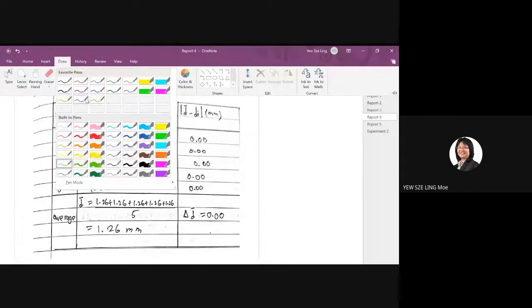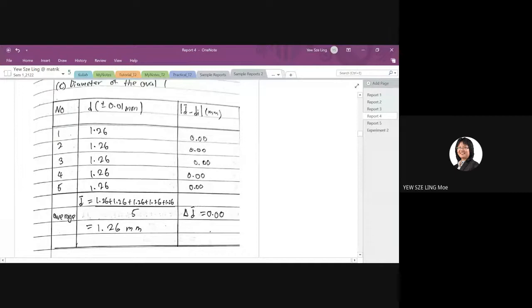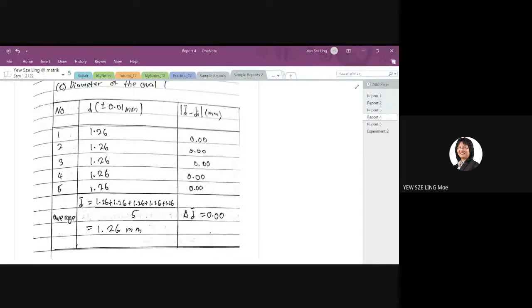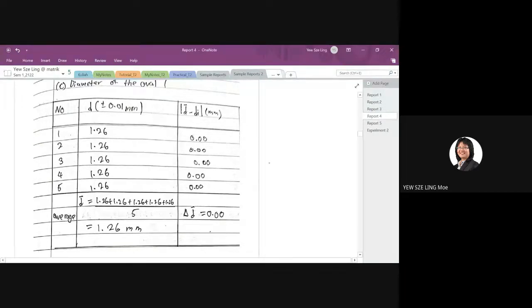Change to a red color. I think red color is better. Okay, let me choose a second winner. Okay, Howard, can you tell me whether the table is correct or not?